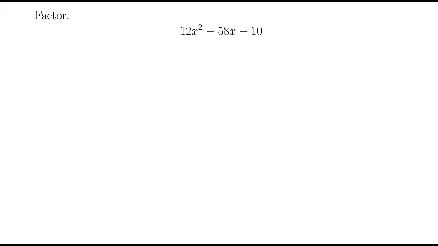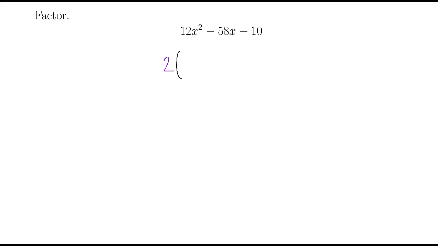Let's factor 12x squared minus 58x minus 10. Okay, the first thing I'm going to do is check each of the three terms for a common factor. I see that 12, 58, and 10 are all even numbers. That tells me that they are all divisible by 2, making 2 a common factor. Okay, so let's divide out the 2. Let's factor out the 2.